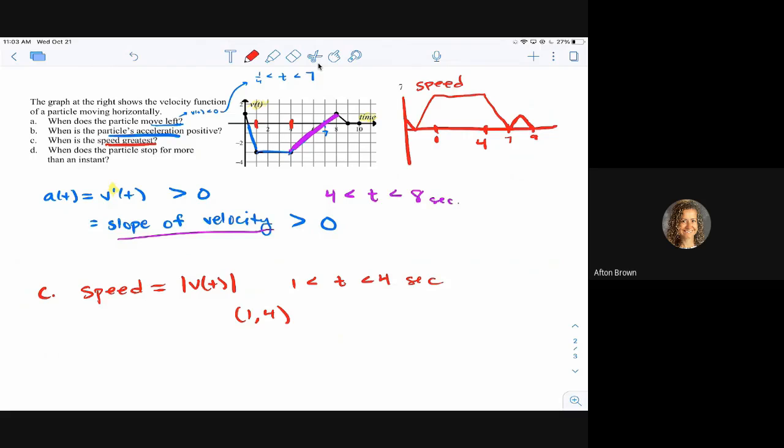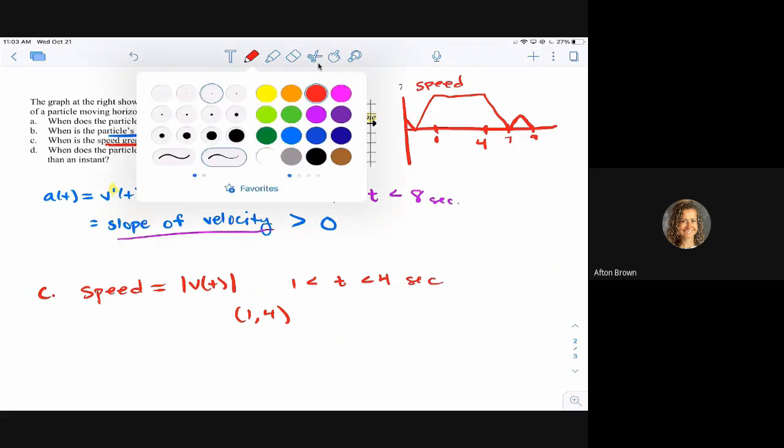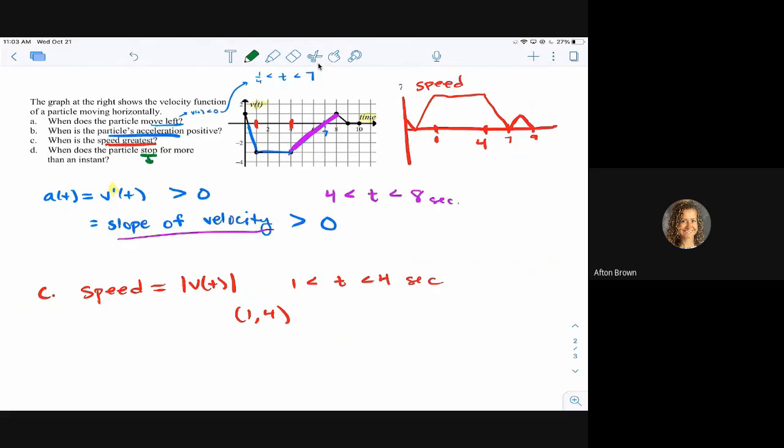Okay, when does the particle stop for more than an instant? When you hear a particle stops, what comes to mind? Not necessarily flat, it depends on what kind of graph we're looking at. So ignore this graph for right now, just in general. If it says stop or at rest, what always is true? What's 0?